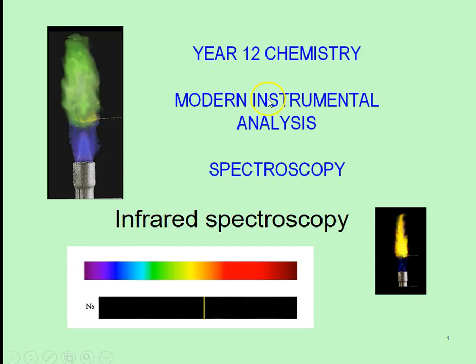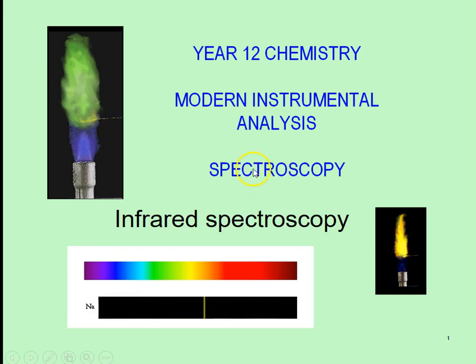Okay, this is our first instrumental analysis technique. It's spectroscopy. The word spectroscopy: the scope means like microscope, telescope, to look at something. The y means the study. So we're looking at things and we're studying them. And the spectro means spectrum, like a range, so from short to tall.